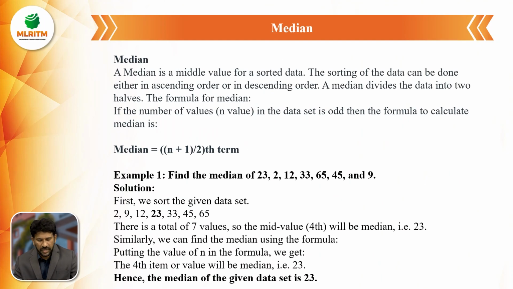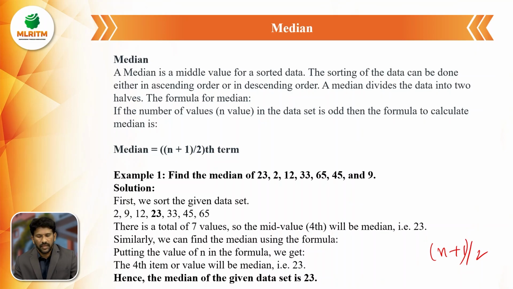Now, the other central tendency of the data: the median. What is the median? We can call it the middle value of the data, that is, the middle value of the sorted data. What is the meaning of sorted data? We can arrange the data in ascending order or descending order. The formula for the median is (n plus 1) by 2.